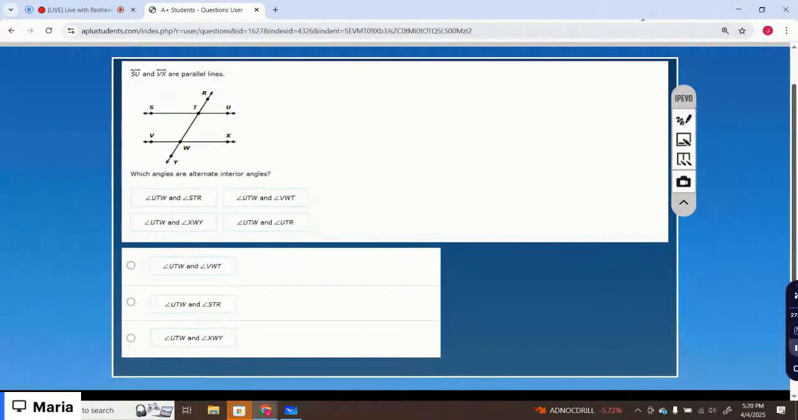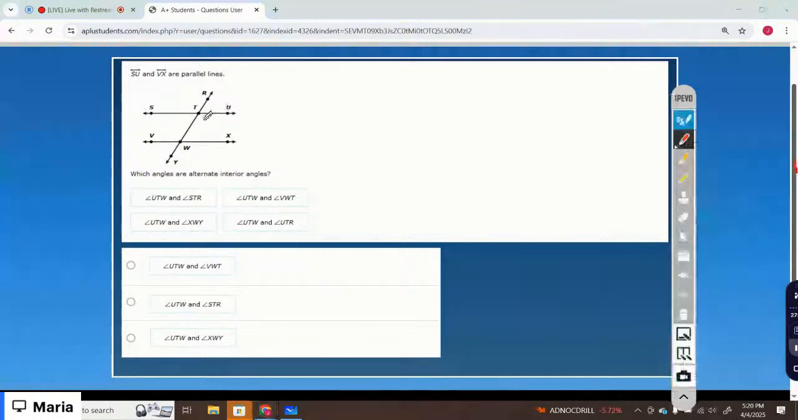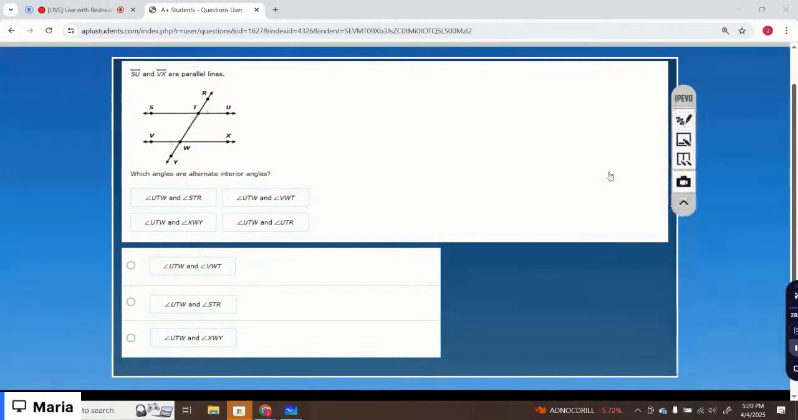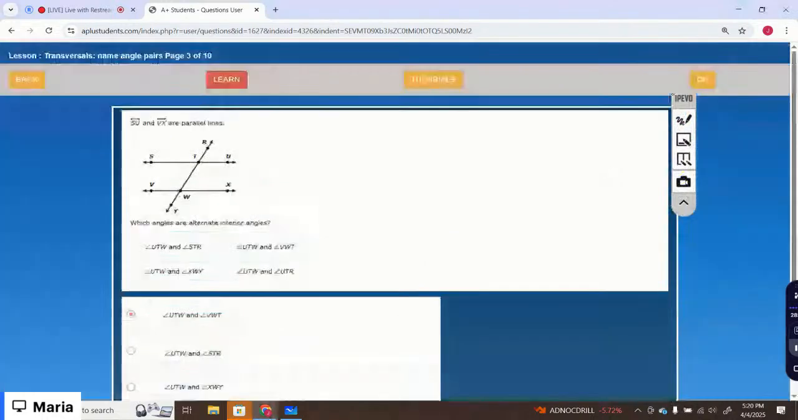Okay, UTW and STR. No, they are not the alternate interior angles. UTW and VWD, they are the alternate interior angles. So option number one is the correct option. UTW and VWD is the correct option.